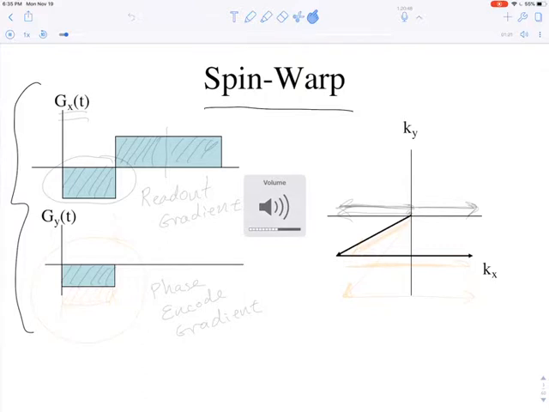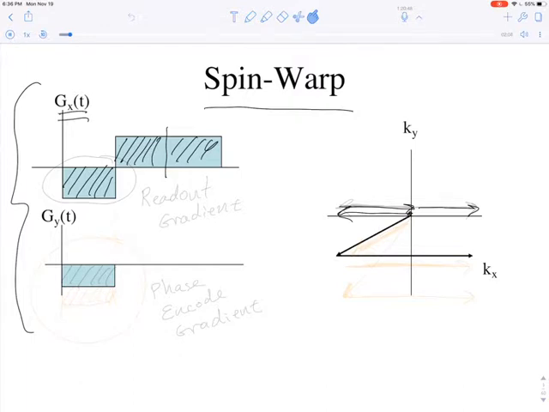Let's see what's happening for the GX gradient first. It starts off with a negative lobe. That's going to move me out in KX from the center to a negative spot out here. Then I start reversing the gradient, and at this point in time, the integral is 0. So that means I've moved back to the center of K-space over here. Then I keep going out here into K-space. So it just moves me back and forth across K-space in the KX direction. So that's one element.